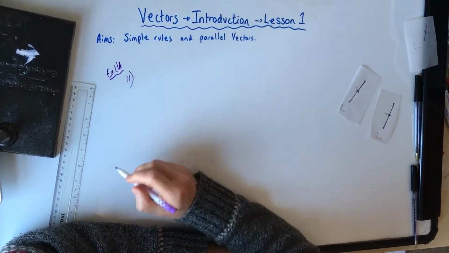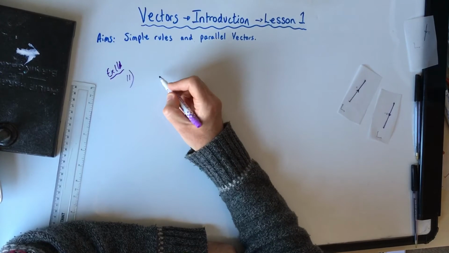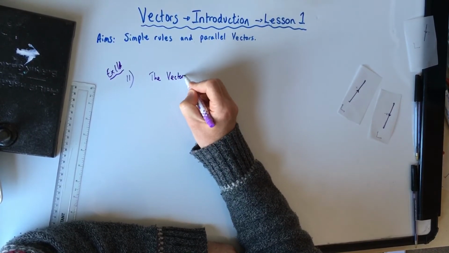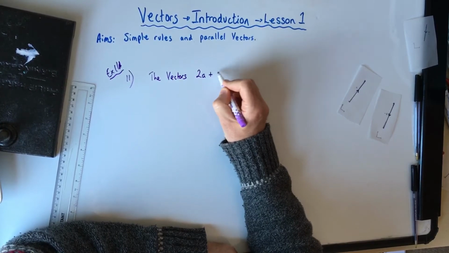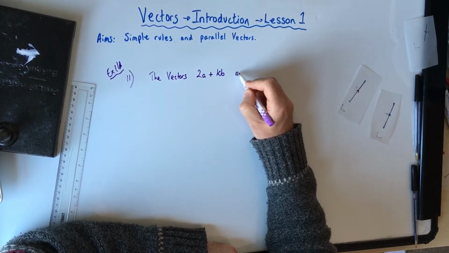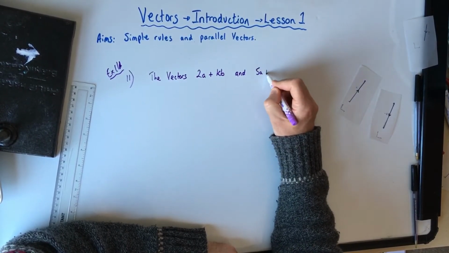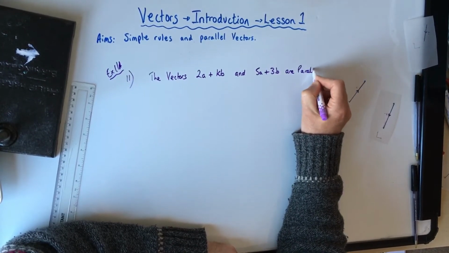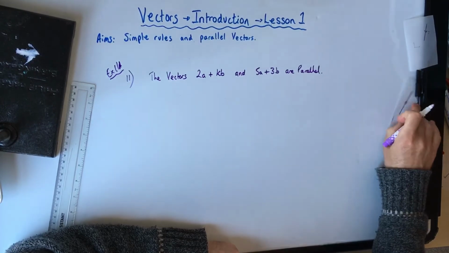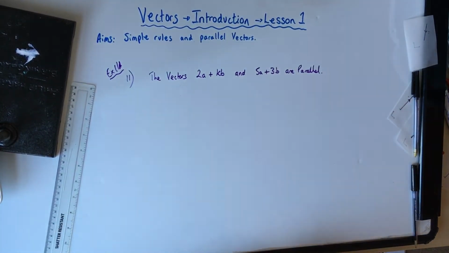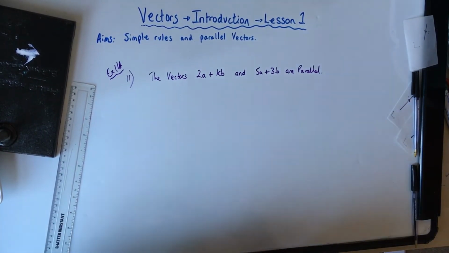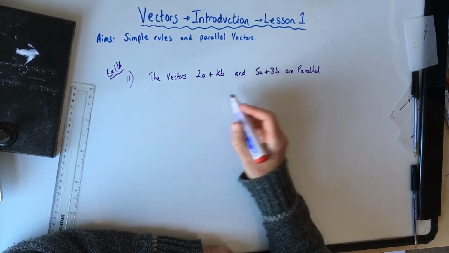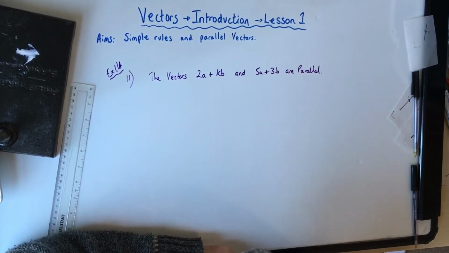So question 11 from 11A, the last one, says the vectors 2A plus KB and 5A plus 3B are parallel. Find the value of K. There are different ways of doing it, but if they're parallel to each other, then they're both a multiple of each other.